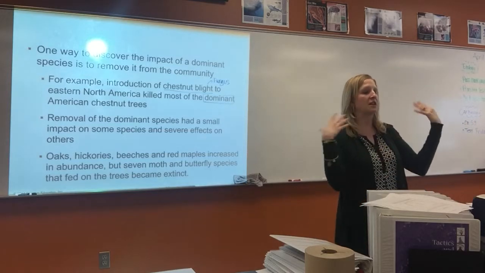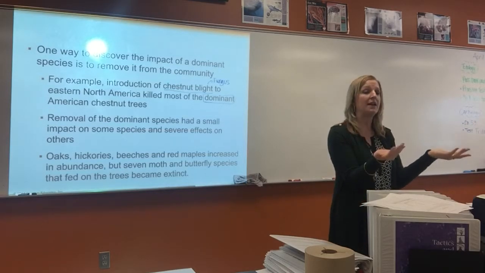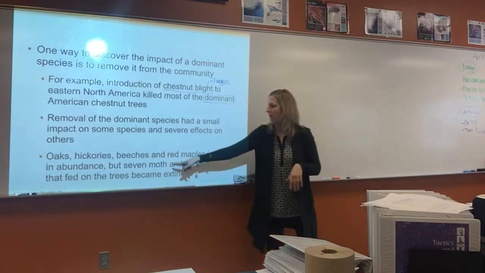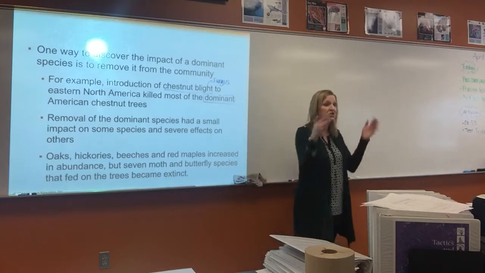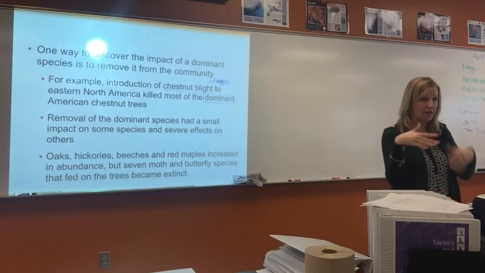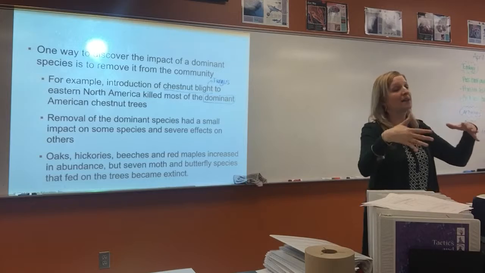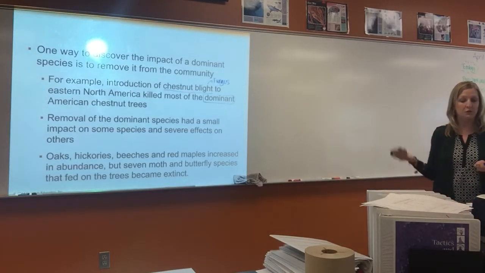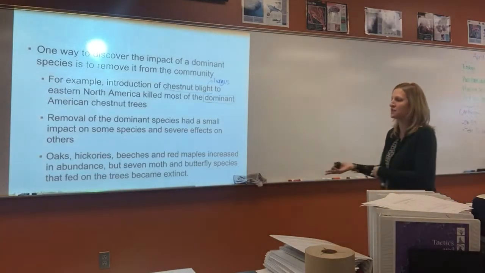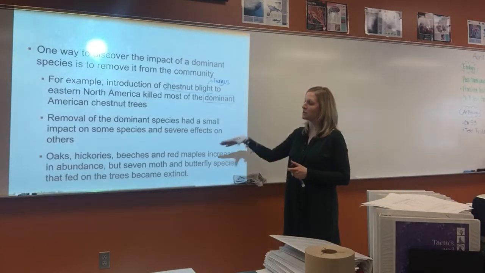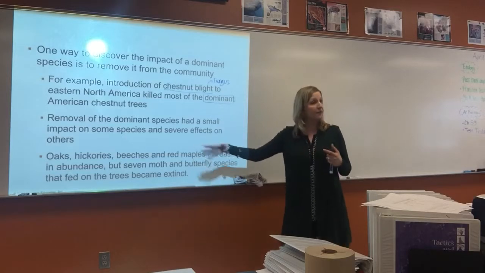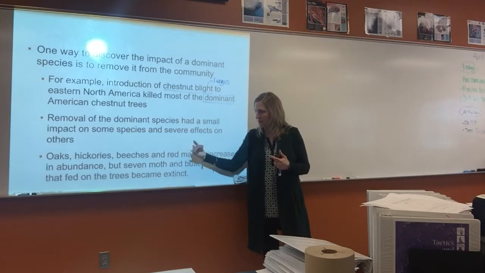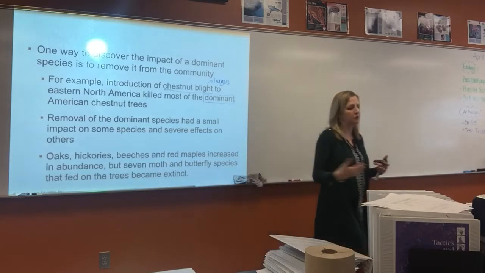But then they also found, as part of the community, animals and plants live there, and as a result of the disappearance of the chestnut trees, actually 7 moth and butterfly species went extinct. They're no longer even around. And so why is that? Because they were dependent on the chestnut tree for food. It was basically their sole food source, and therefore they became extinct. So this dominant species had an effect on this community by keeping the other trees kind of at bay and in check, and then also providing food for other species.